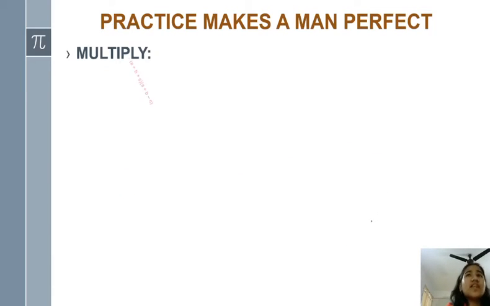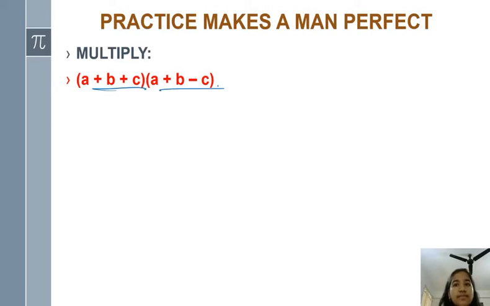Practice makes a man perfect. Again, we are with multiplication. Oh my god, this is a trinomial. So don't need to worry. It's just the same procedure, splitting. So, a into a.